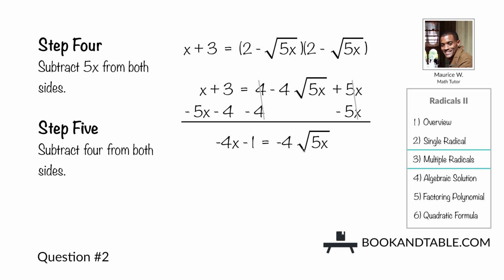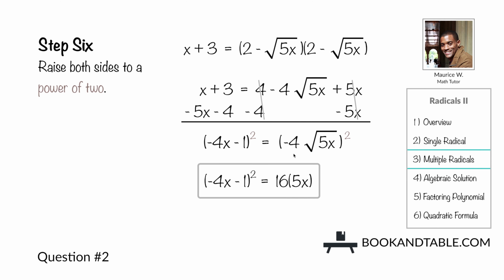Now the next thing we want to do, since this radical is isolated, we want to raise both sides of the equation to a power of 2. So we wind up with negative 4x minus 1 squared on the left side. And once we square the right side, the radical is removed. And we're left with negative 4 squared, which is 16, and what's left underneath the radical sign, which is 5x. So the answer to question number 2 is negative 4x minus 1 squared is equal to 16 times 5x.